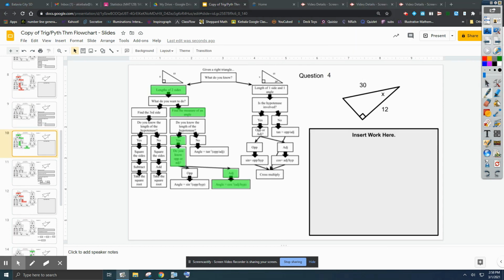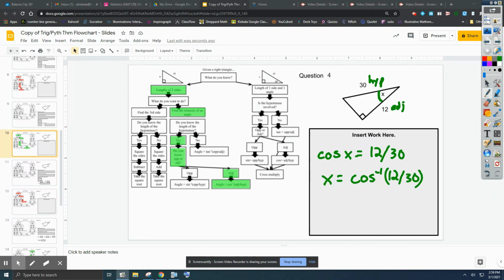All right, so still on question 4 to actually do the work. There's the angle we're trying to find. We're told the hypotenuse is 30. The side that's adjacent to the angle is 12. So we are going to do the cosine of x is the ratio of adjacent 12 over hypotenuse 30. So to find the angle, we're going to do the inverse of cosine of 12. Oops, I wrote 2. 12 over 30.